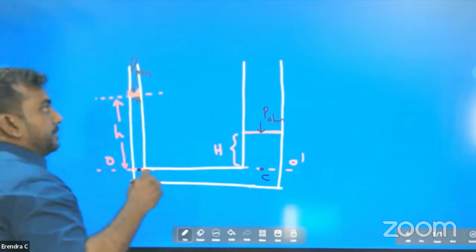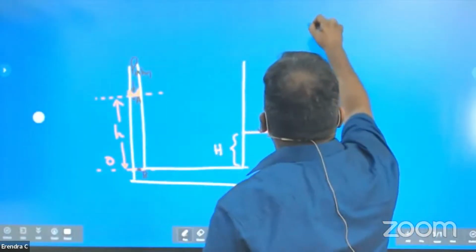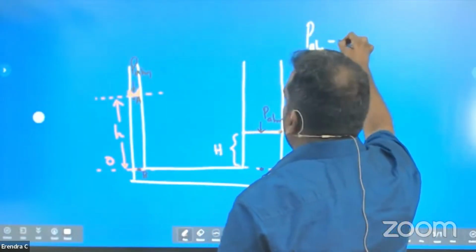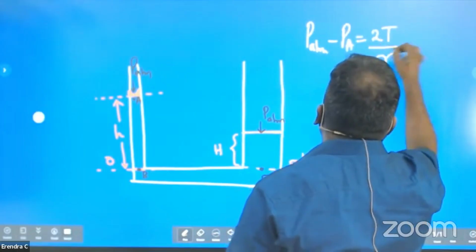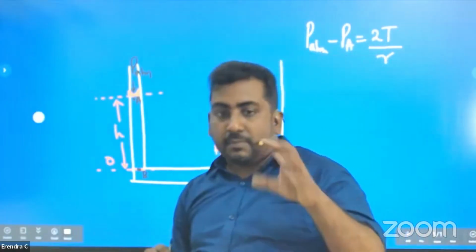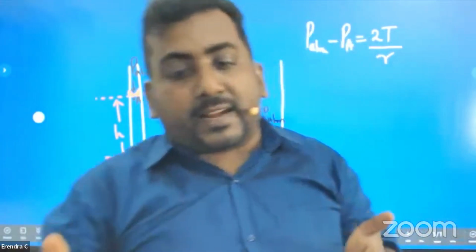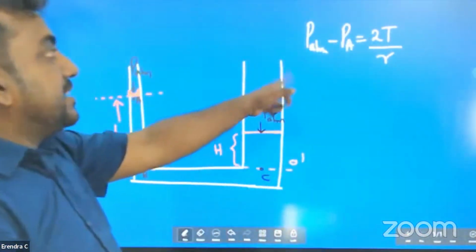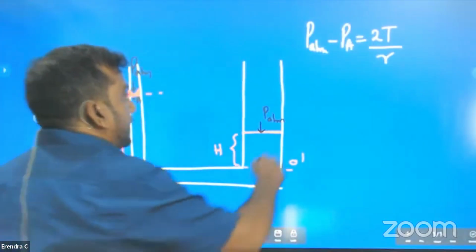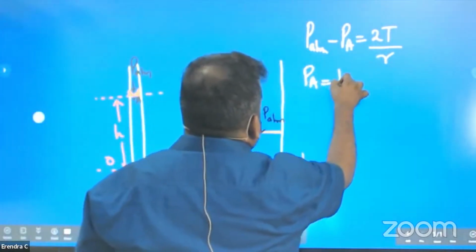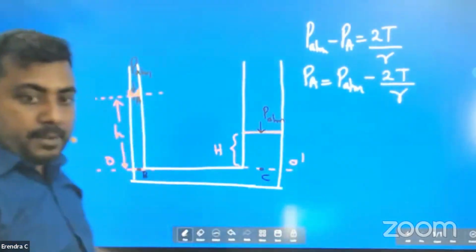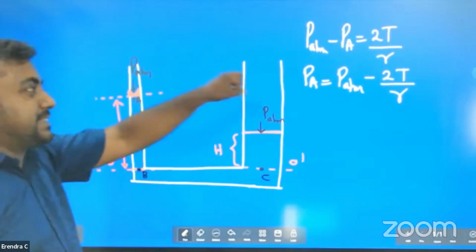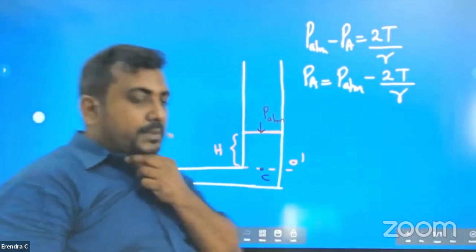Now, this you will learn under surface tension. P atm minus pressure at A, the pressure difference, is 2T divided by simple r. Simple r is the radius of the bubble, but we say the angle of contact is 0. So the radius of the bubble and the radius of the tube are both the same. From this we can find the pressure at A: P atm minus 2T divided by r. Normally this is a very simple thing you learn in surface tension.